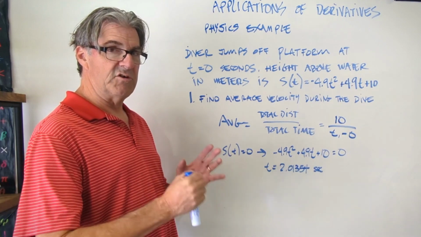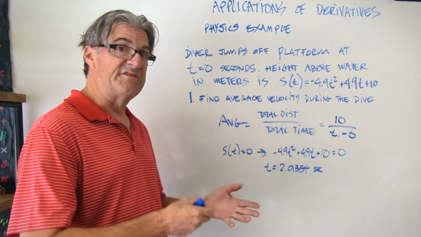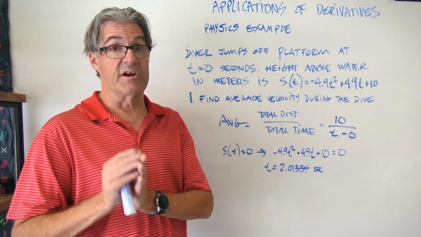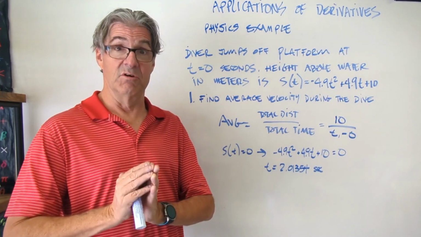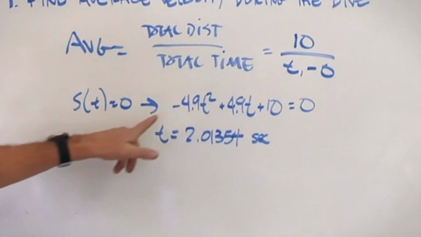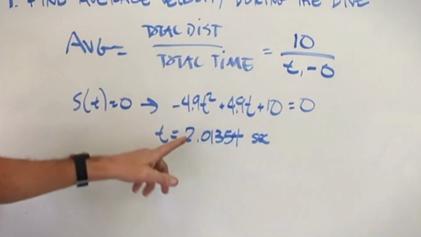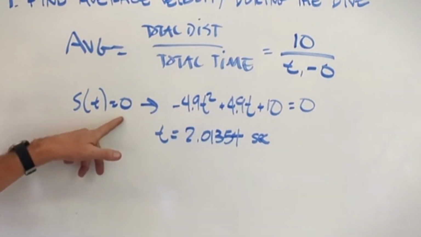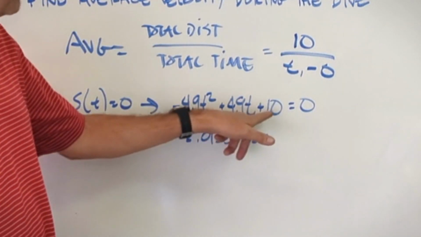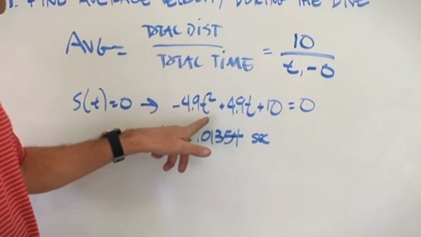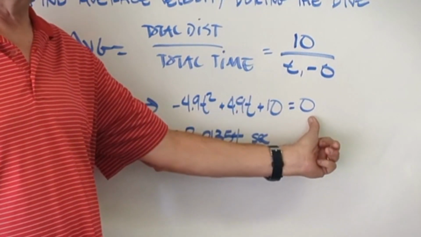Okay, so the main critical thinking step is to realize when the diver hits the water, the height is 0. So what we have to do is set our height function equal to 0 and solve for t. So here we go. I said s of t equals 0. That's the general case here. Now I put my function in there. That's the s of t. We don't know what t is. We know the whole thing equals 0.